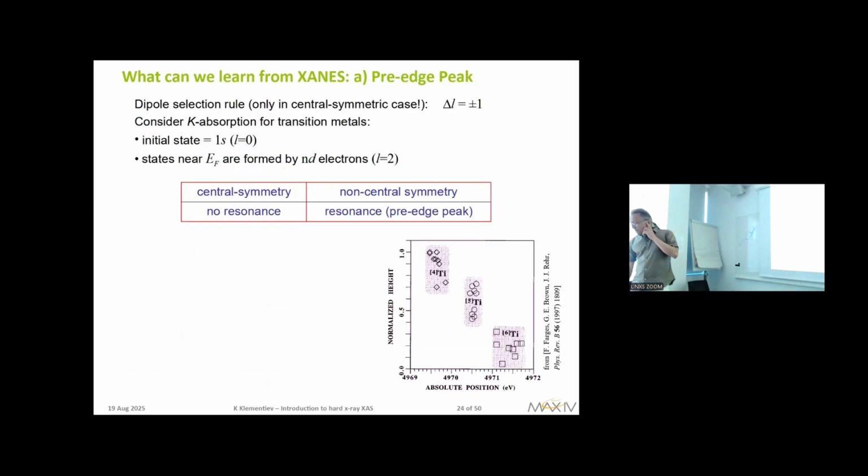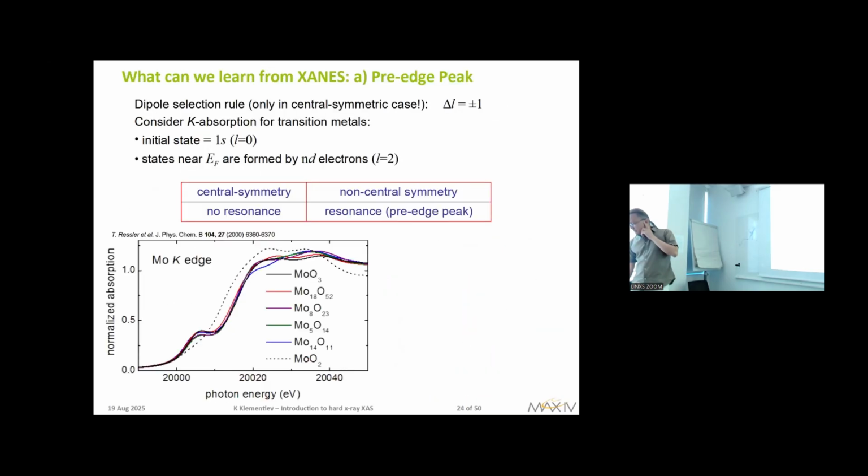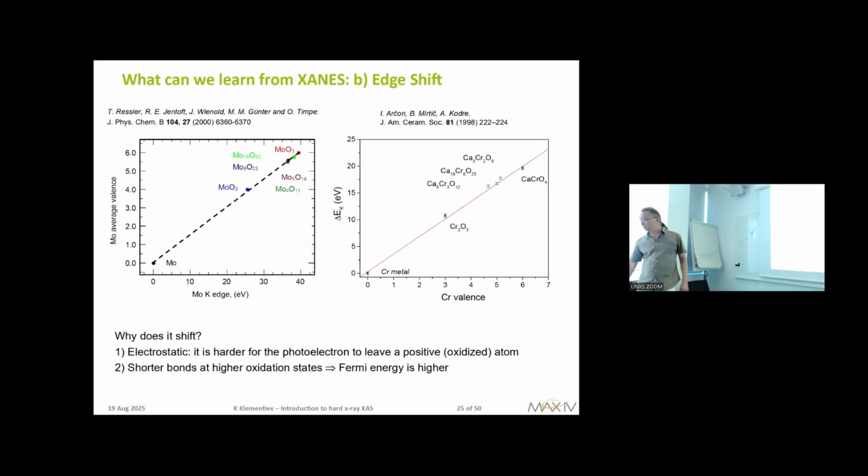Moving on. Also the edge position here, you see it for molybdenum. It depends on the formal valence. In molybdenum dioxide the valence is 4, and all the rest is higher, up to 6. And so you see the edge position is shifted depending on the valence. And molybdenum foil would be somewhere here at 20,000. So if we put the edge position as a function of formal valence, like on this plot, also from the same paper, you see a linear plot.